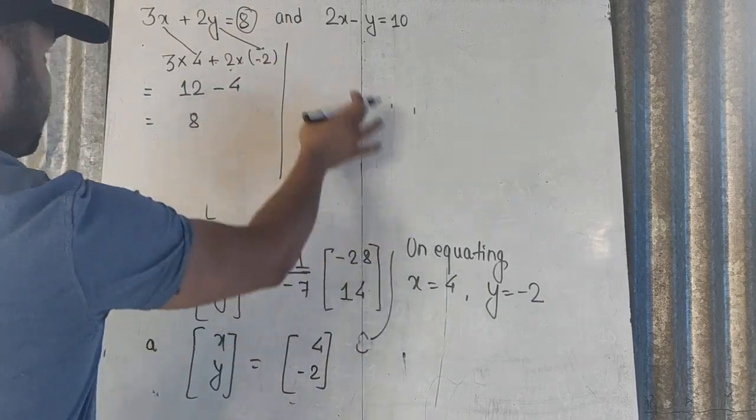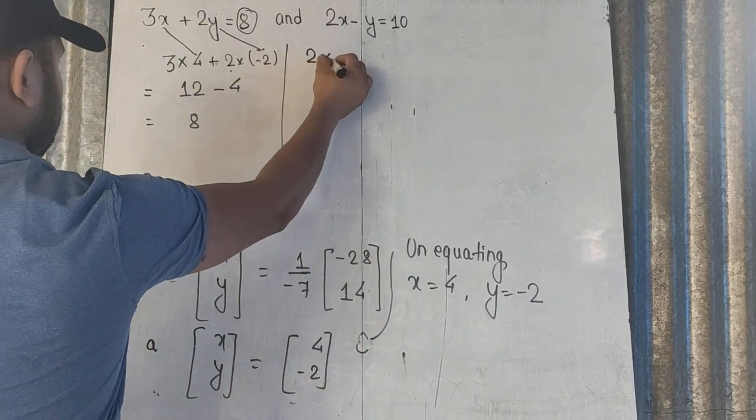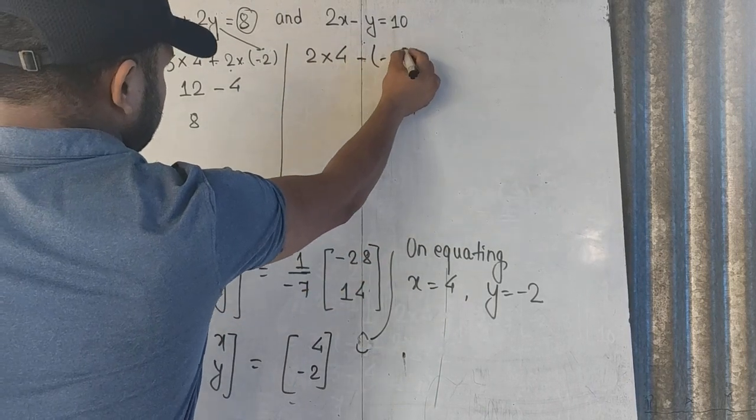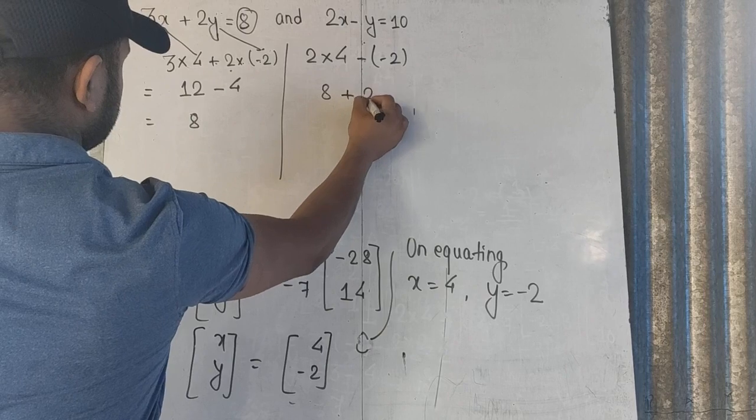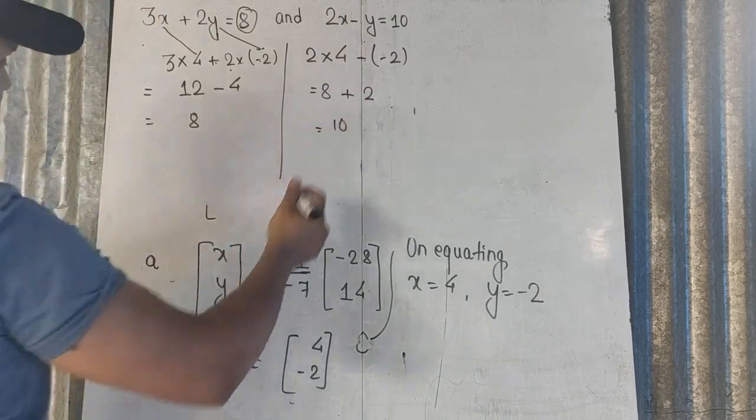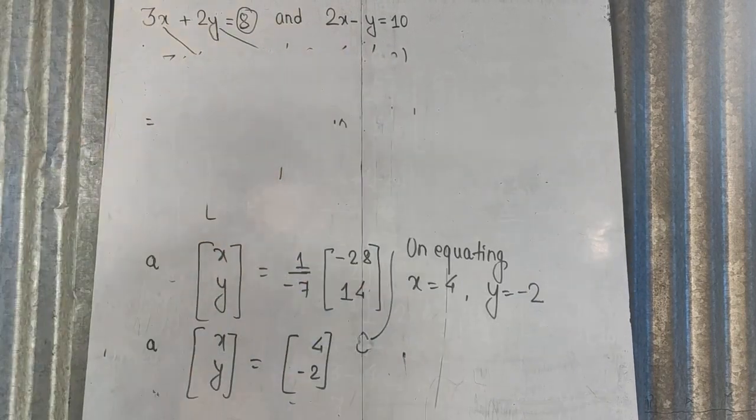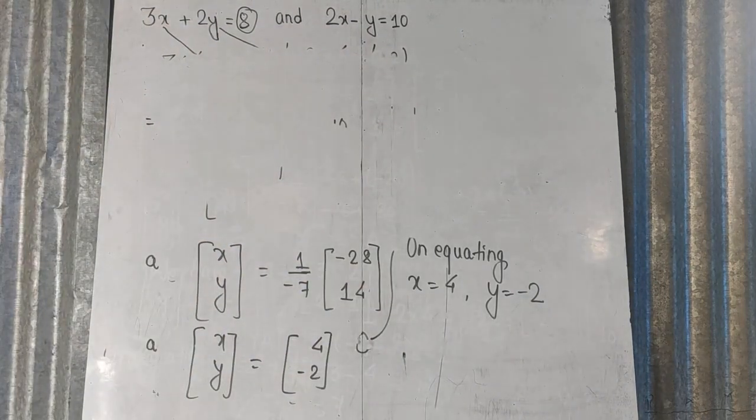Similarly, the same value should satisfy this equation also. We put x as 4 and y as minus 2. 2 4s are 8, minus into minus is plus 2, 8 plus 2 is 10. So these values satisfy both equations, so we can be sure that these values that we have obtained are correct.